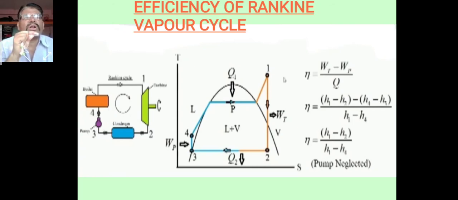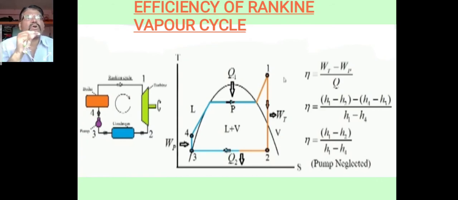From 4 to 1 the heat is supplied at constant pressure. So heat is supplied in the boiler and in the condenser heat is rejected. In 1 to 2 is the work done by the turbine, and 3 to 4 is the work applied by the pump. Therefore efficiency is Wt minus Wp divided by Q, where Q is the heat supplied.